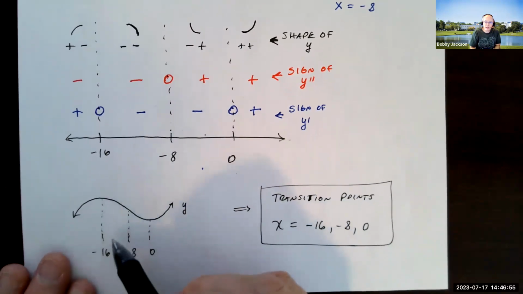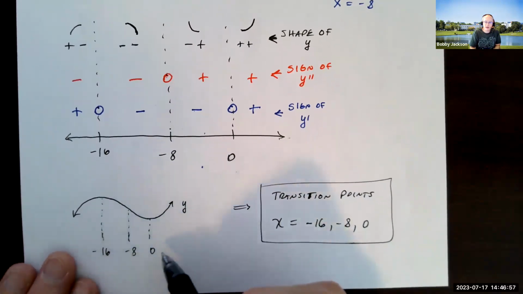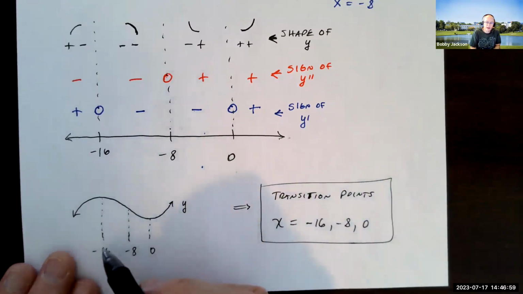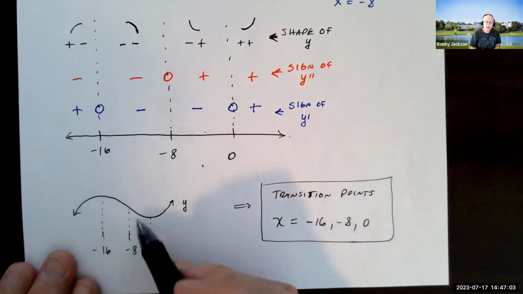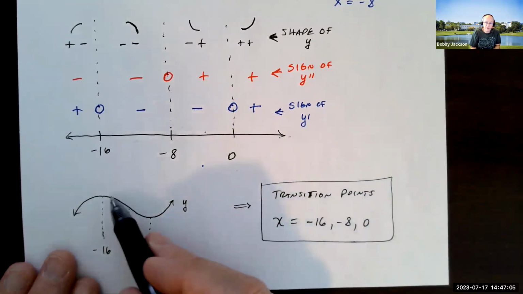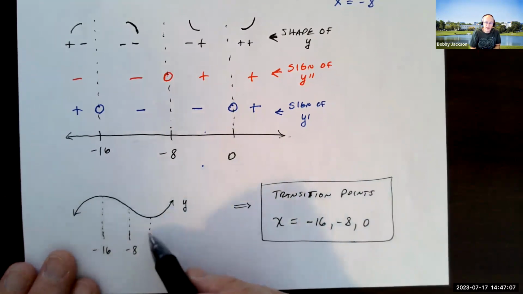So indeed, these are all, negative 16, negative 8, and 0 are all transition points, right? Negative 16, we change from increasing to decreasing. At negative 8, we change concavity from concave down to concave up. And at 0, we change from decreasing to increasing.